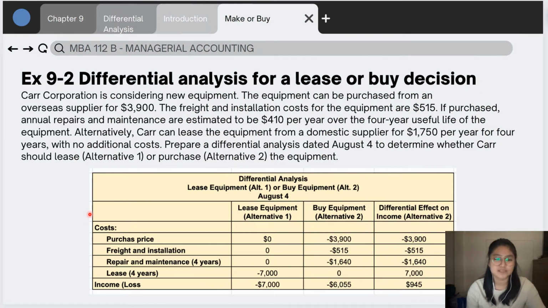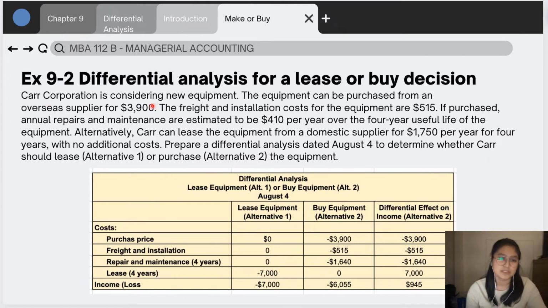Here are some exercises from the related topics discussed on the previous slides. So exercise 9-2, differential analysis for a lease or buy decision. We are required to prepare a differential analysis dated August 4 to determine whether Car should lease or purchase the equipment.